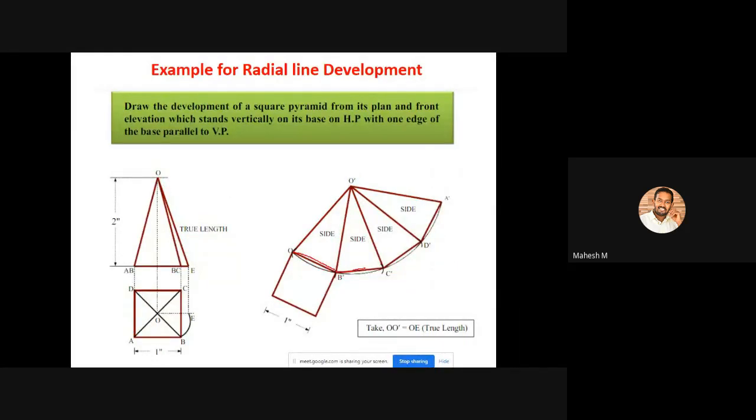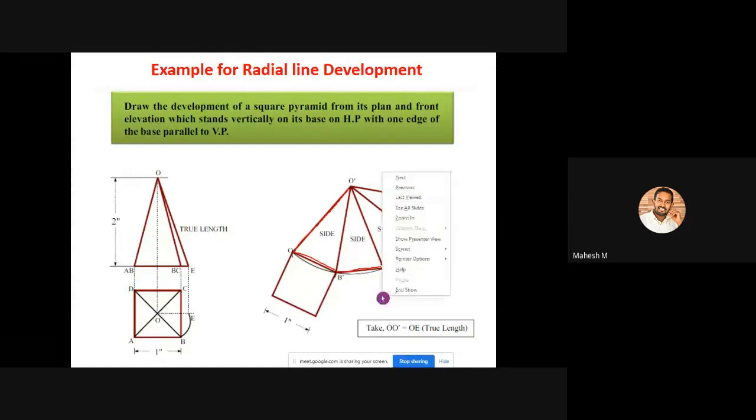So please don't highlight the arc. It is a basement of this development. So you don't have to highlight the arc. Please highlight only the solid lines. The baseline should be highlighted, and also you have to highlight all the slant edges. So please don't highlight the arc.